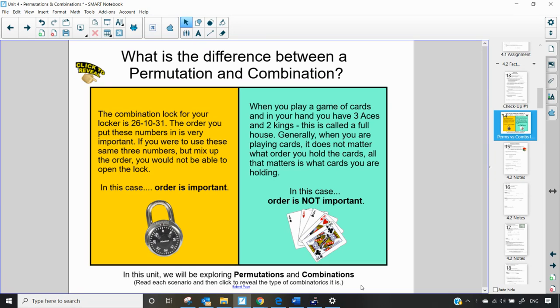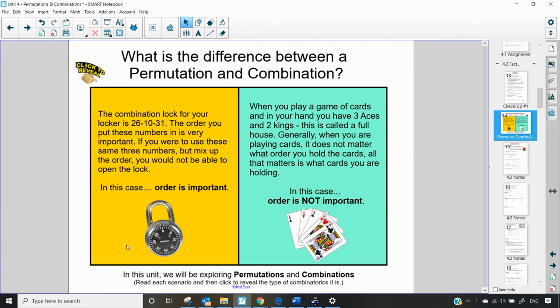Today we're going to be looking at factorial notation, and then in the second video, we'll be looking at what a permutation is. Now, this unit is called permutations and combinations. So before we get into factorial notation, we're going to talk about what a permutation and combination are. I often shorten it to perm and com. So I've got two scenarios here.